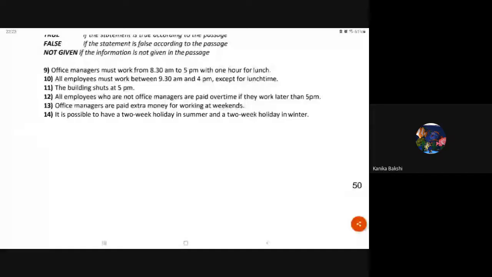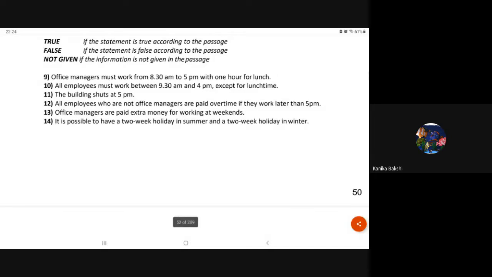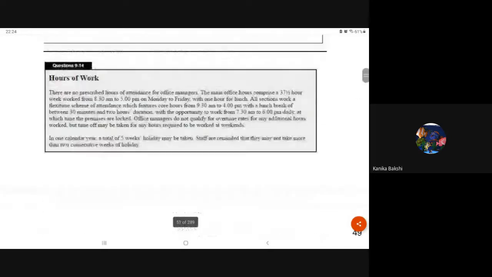14 बताओ. Ma'am, false. Ma'am, false. Yes, it is false. Office managers are paid extra money for working at weekends. Answer is correct. Who is going to explain?